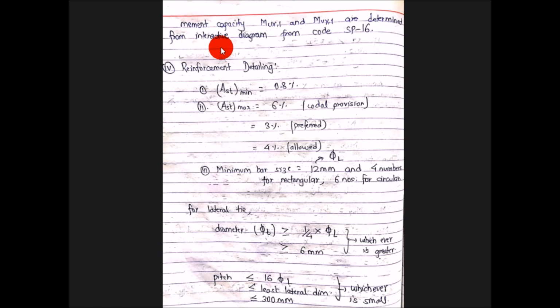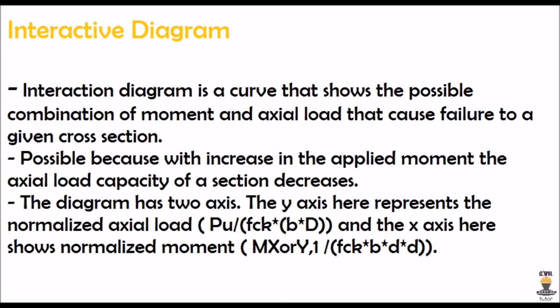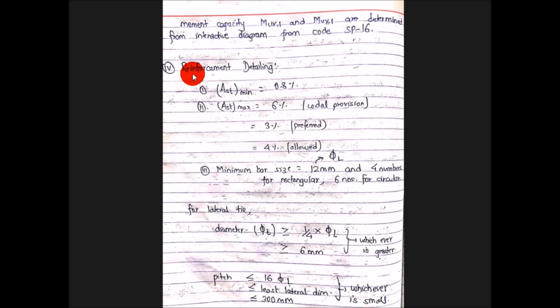So what is an interaction diagram? An interaction diagram is a curve that shows the possible combinations of moment and axial load that cause failure to a given cross section. Possible, because with an increase in the applied moment, the axial load capacity of a section decreases. The diagram has two axes: the Cartesian y-axis representing the normalized axial load, that is PU by FCK AC, where AC here is BD, and the x-axis showing the normalized moment, that is MUx or y1 divided by FCK BD square. This is the common representation.